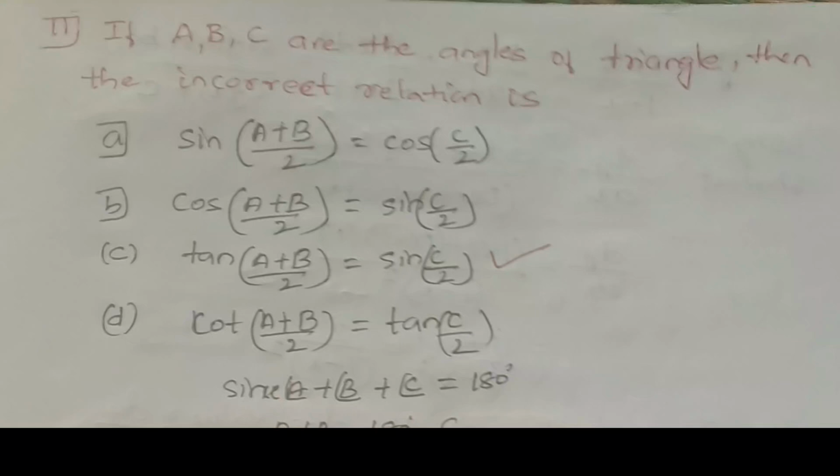This is the next remaining 10 MCQs for the DCET 2025 question paper. So here the question is: if A, B, C are angles of a triangle, then we need to find the incorrect relationship. Option C will be the incorrect relation. How are we going to prove it now?